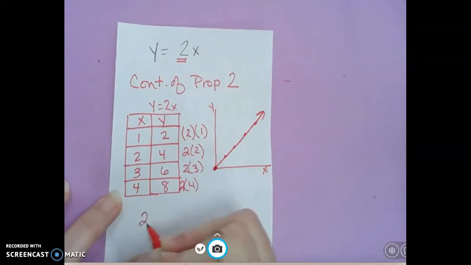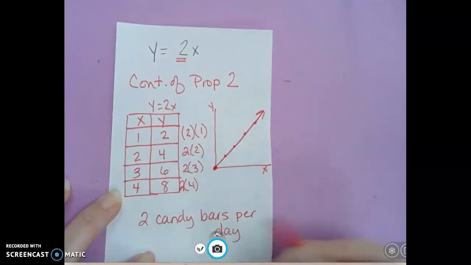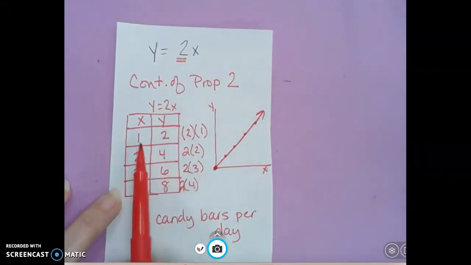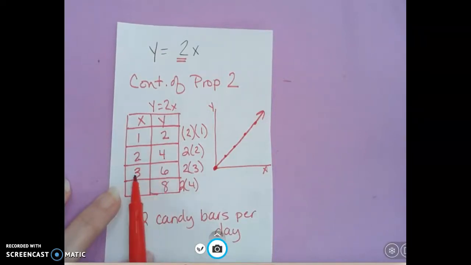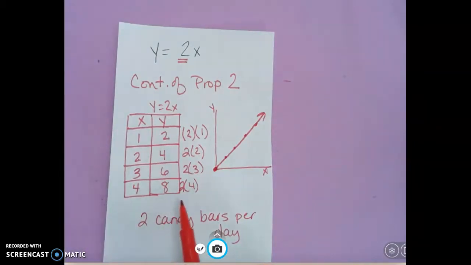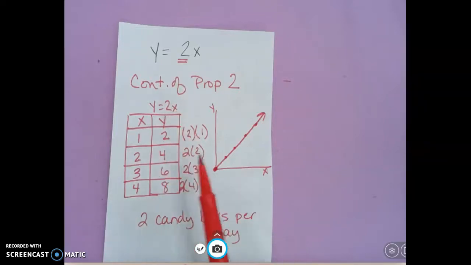2 candy bars per day. So if somebody ate 2 candy bars every day, then in one day they're going to eat 2. In 2 days they're going to eat 4. In 3 days they're going to eat 6. And in 4 days they're going to eat 8. So we could take that equation and say, well, how many candy bars are you going to eat in 108 days? Well, then you would just say 2 times 108 and get your 216. So that tells us a lot of different information.